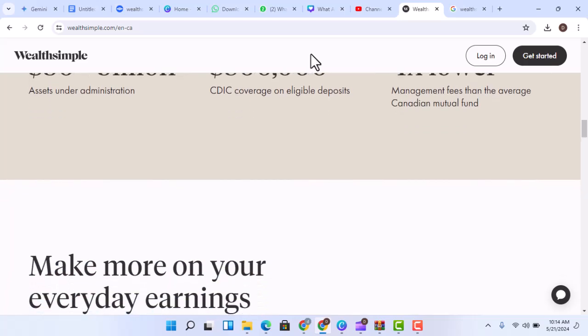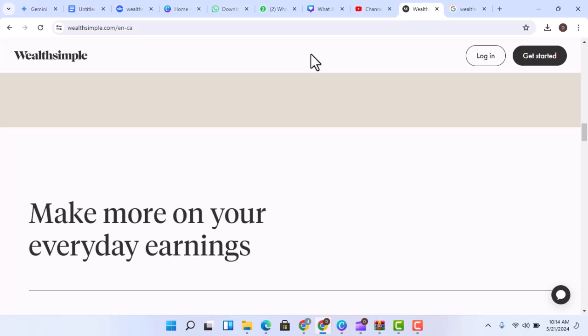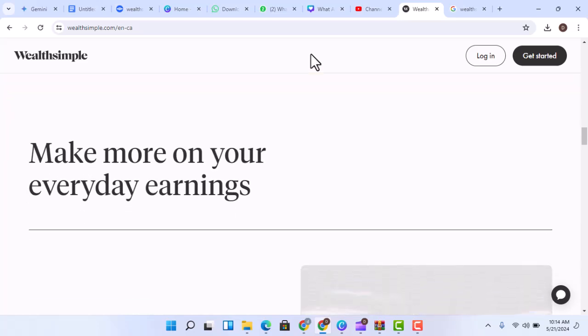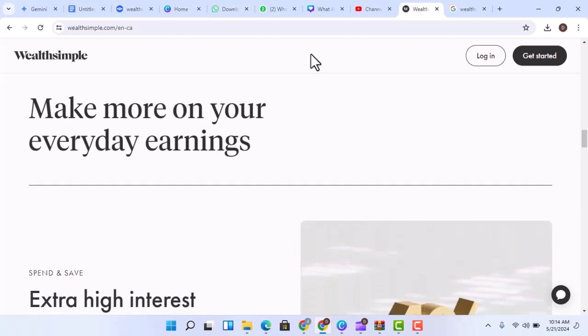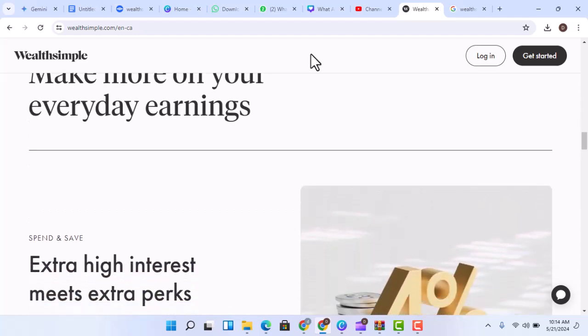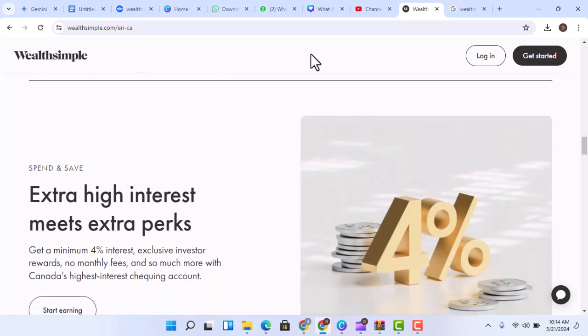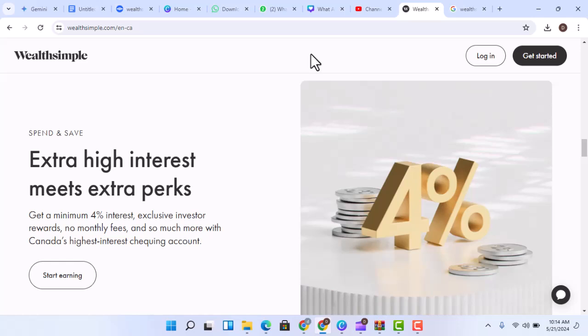Placing an order. Once you've decided on a stock, it's time to place your order. Wealthsimple's platform makes it easy to buy and sell stocks. Simply search for the company you want to invest in, specify the number of shares you want to buy, and confirm your order.